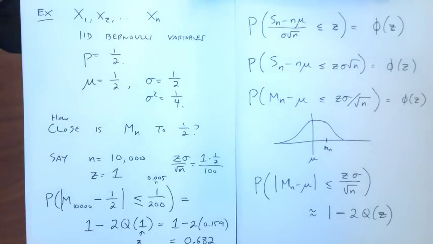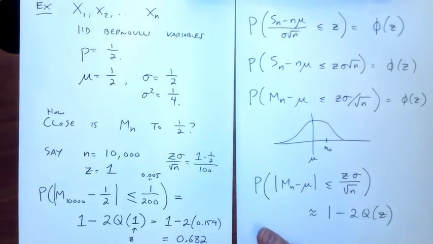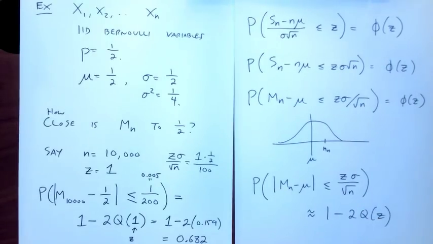So what is this telling me? This is a case where I'm kind of telling you everything, right? I'm plugging in all the numbers. I already knew mu and sigma, and I told you n, and I told you z, and I just wanted to know, what does that statement tell me? It tells me that if I flip the coin 10,000 times, the probability of being within 0.005 of the true mean is 68%, which is pretty high, right?